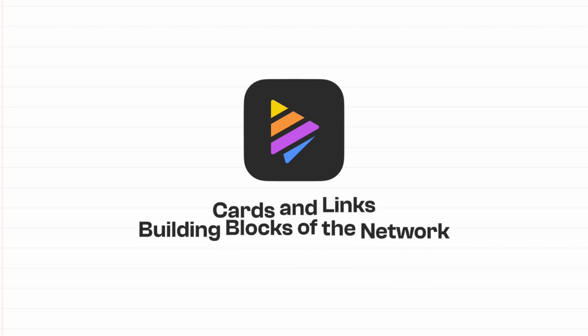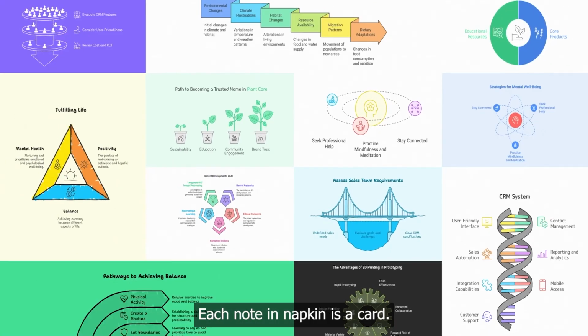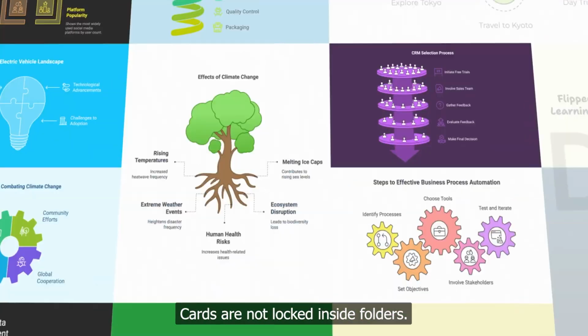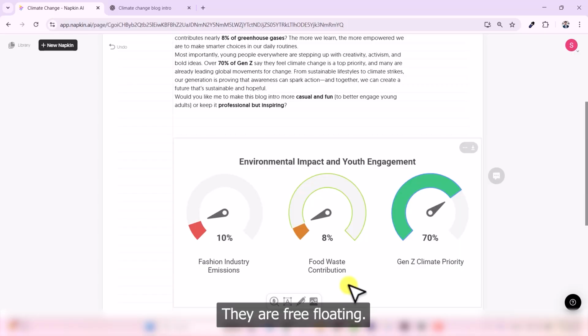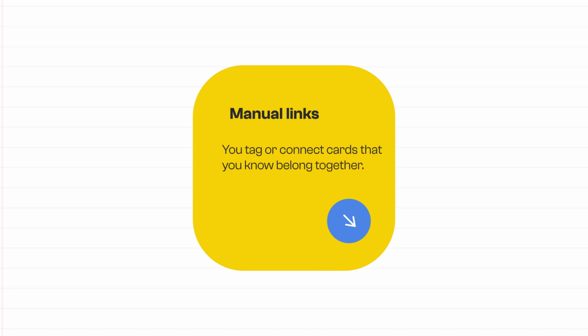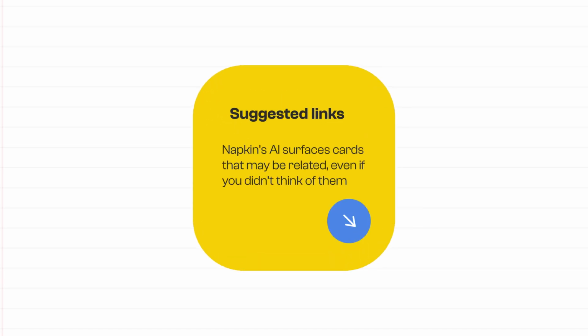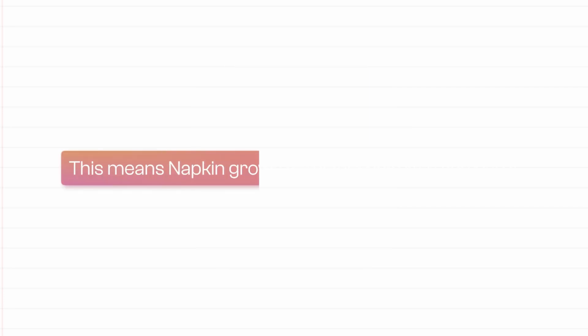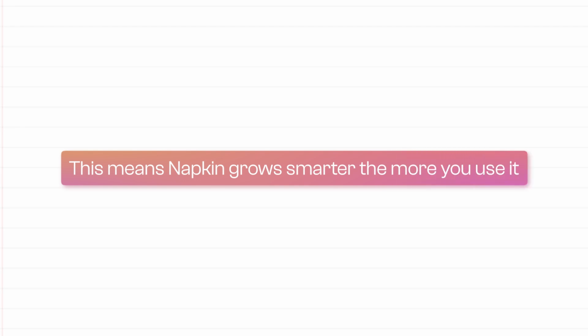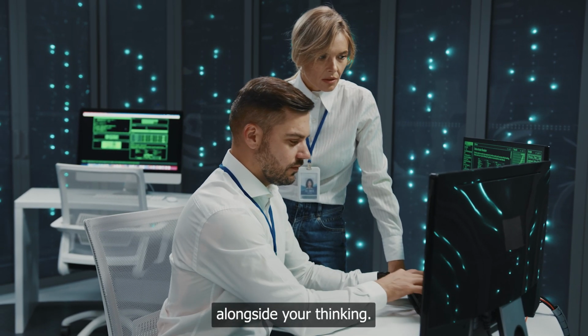Cards and links: building blocks of the network. Each note in Napkin is a card. Cards are not locked inside folders. They are free floating. What makes them powerful is the links Napkin creates. Manual links: you tag or connect cards that you know belong together. Suggested links: Napkin's AI surfaces cards that may be related, even if you didn't think of them yourself. This means Napkin grows smarter the more you use it. The network develops alongside your thinking.